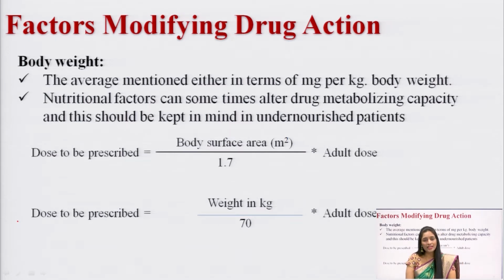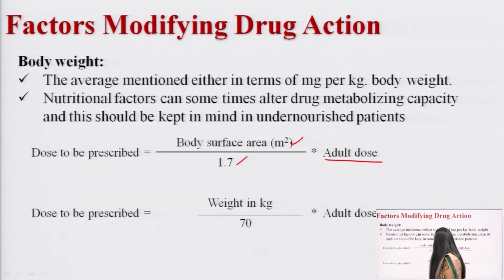Body weight is an important factor that definitely modifies the drug action. For example, if you have to calculate the dose to be prescribed, the formula is: dose to be prescribed equals body surface area in meter square divided by 1.7, multiplied by the adult dose.